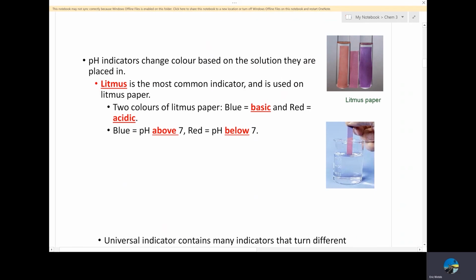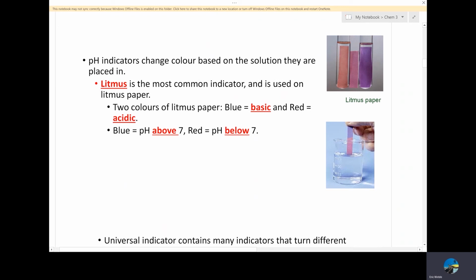So our indicators can change color based on what type of solution we put them into, whether it's acidic or basic. One really common indicator is called litmus paper. There's a picture of it up on the top right. There are two types of litmus paper, either blue litmus paper or red litmus paper.